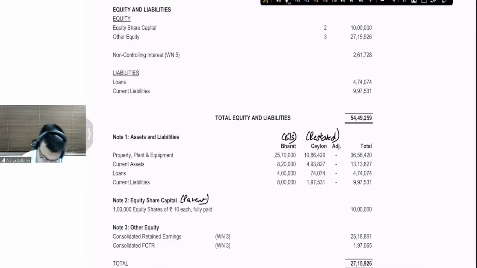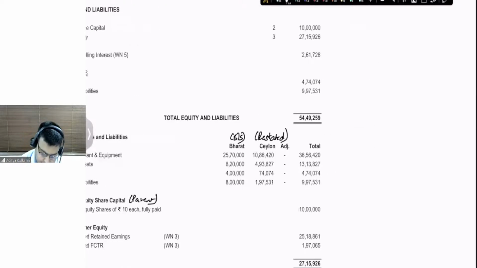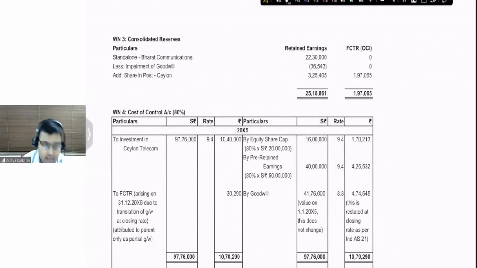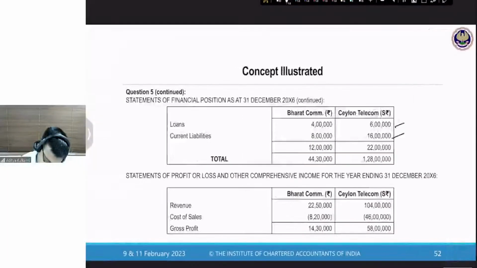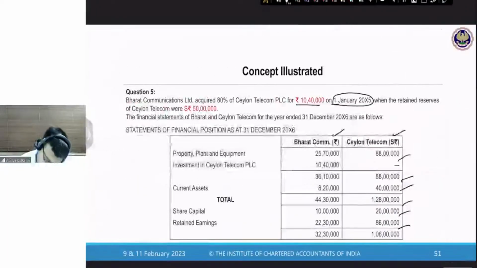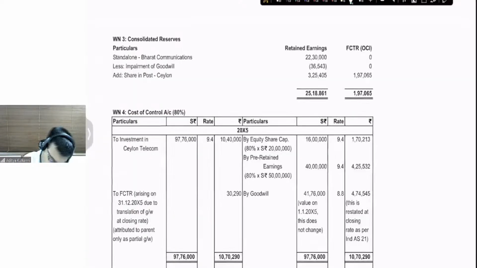And then other equity, you are having whatever is the amount. We will see how we get that. Okay. Next, working note 3, consolidated reserves. We are having two reserves. One is retained earnings and the other is FCTR. So standalone of Bharat Communications, how much is that? From where did we get that? Bharat Communications retained earnings standalone 22,30,000. Okay, so we have recorded that. Then we will have share in post acquisition reserves of Ceylon. We will see how that comes up.